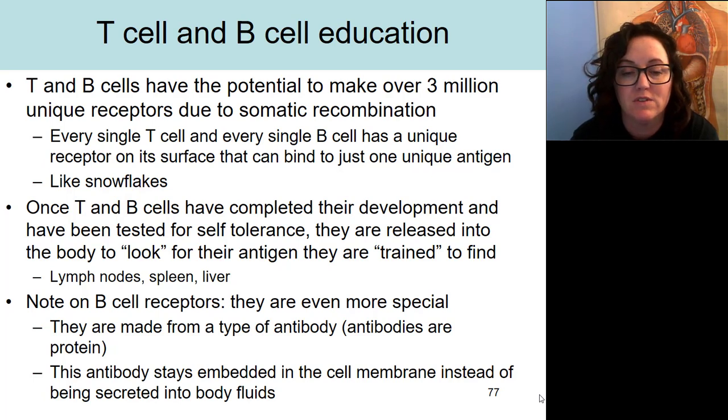As I mentioned, a lot of this is in the lymphatic systems like the lymph nodes, but it could be in the spleen or the liver. That's where these lymphocytes tend to hang out.